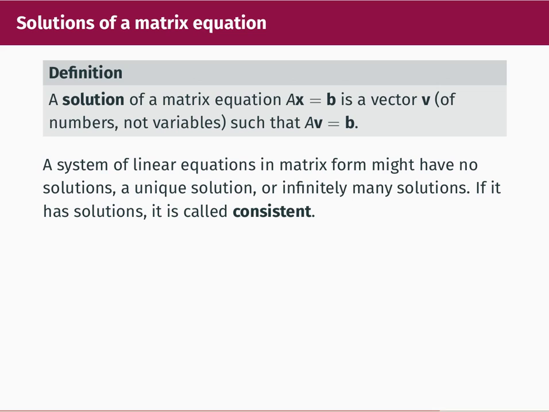We're also going to define the solution, or a solution, of a matrix equation. A solution of a matrix equation Ax equals b is a vector consisting of numbers, we'll call it v, such that Av is equal to b. Now a matrix equation may have no solutions at all, or it may have a unique solution, or it may have many different solutions. If the system of linear equations in matrix form has no solutions, we call it inconsistent, and if it has at least one solution, then we call it consistent.